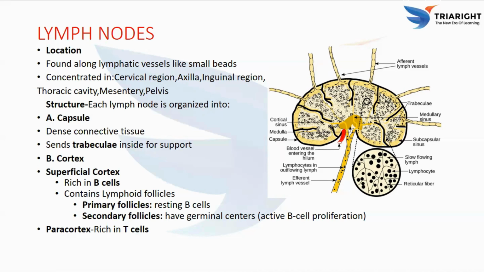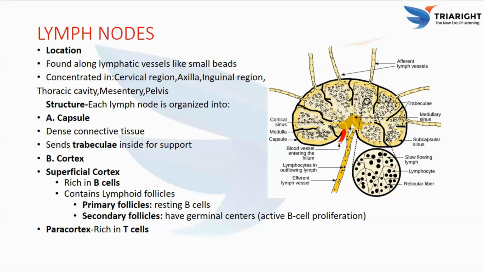So what is the structure of a lymph node? Each lymph node is organized into capsule and cortex. What is the capsule? It is the outer covering made up of dense connective tissue. This capsule gives strength and maintains shape. It also sends inward extensions called trabeculae that divide the lymph node into compartments. What is the function of the capsule? It supports and creates a pathway for blood vessels as well as nerves.